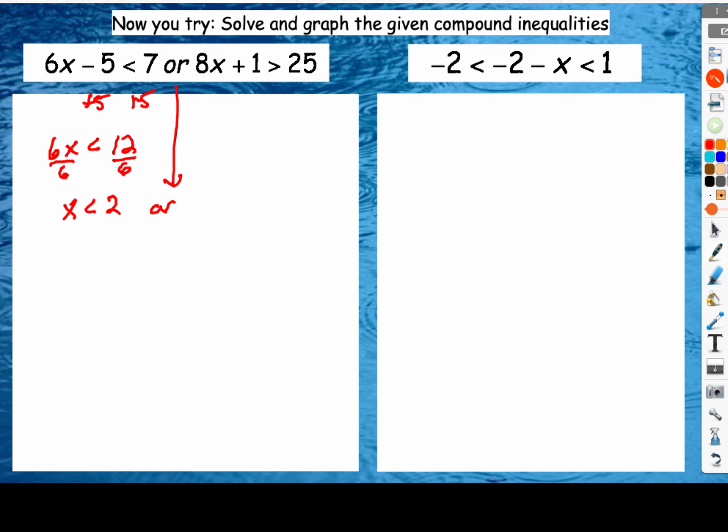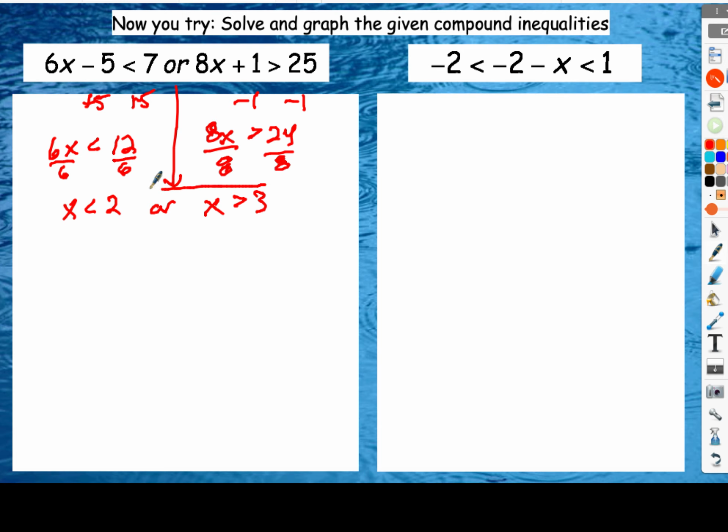Or, again, carry down that or. Subtract 1 from both sides. 8x will be greater than 24. Divide by 8. And x will be greater than 3.